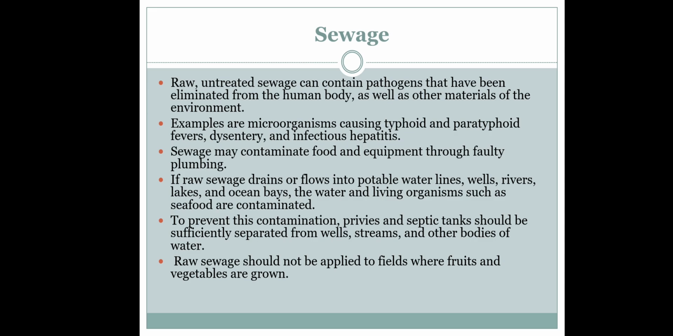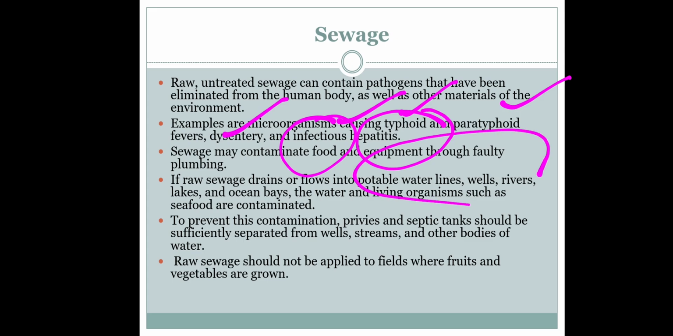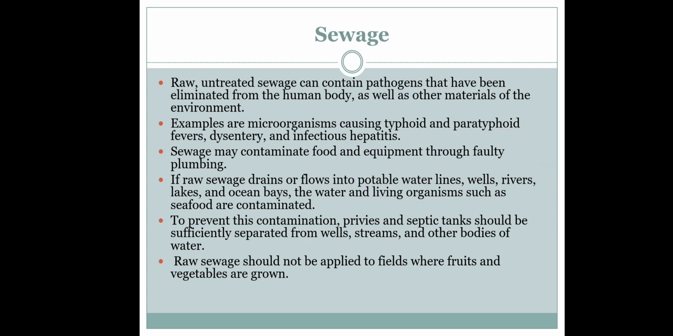So next is sewage. Untreated raw sewage has a high biological load, so it can lead to various types of diseases such as typhoid, paratyphoid, dysentery, or hepatitis. Sewage can contaminate the food, it can contaminate the equipment, and raw sewage can flow into potable water lines or wells and rivers, and thus it can be a breeding ground for various types of microbes. So raw sewage should not be supplied directly to the food; it should be treated, and finally supplied.